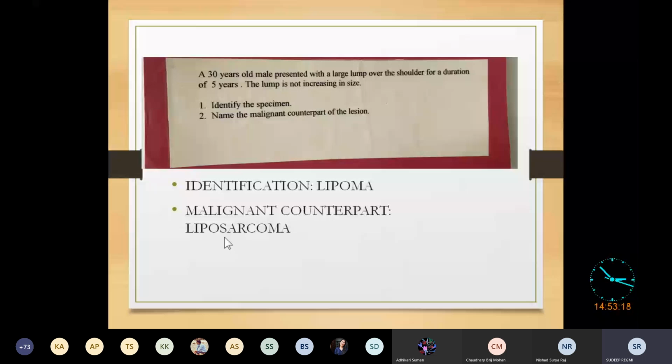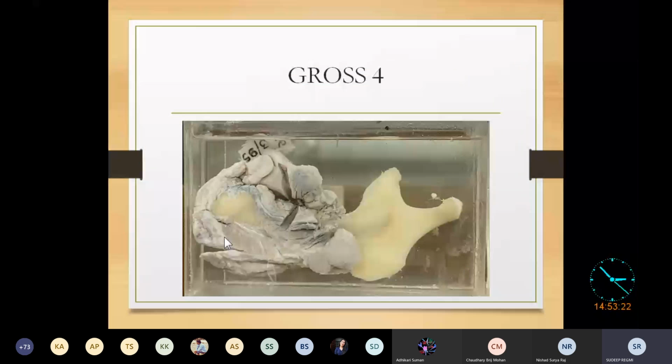So, can someone please discuss this? Squamous cell carcinoma. Squamous cell carcinoma of which area? Of the oral cavity. So, what is the gross which we are seeing right now? There is squamous cell carcinoma.